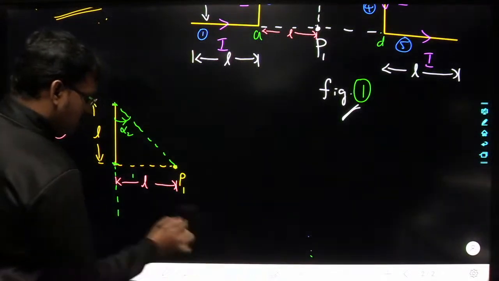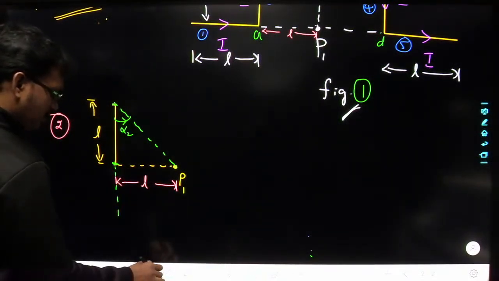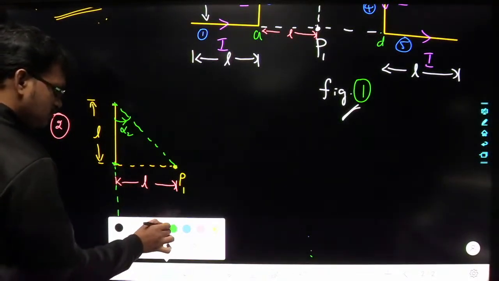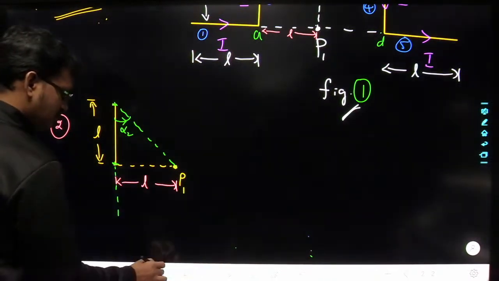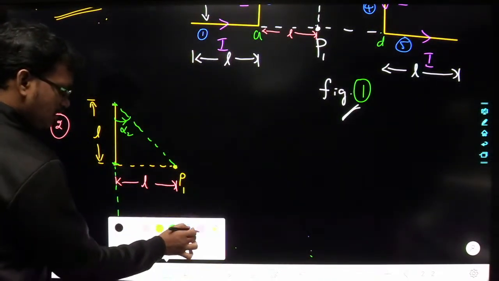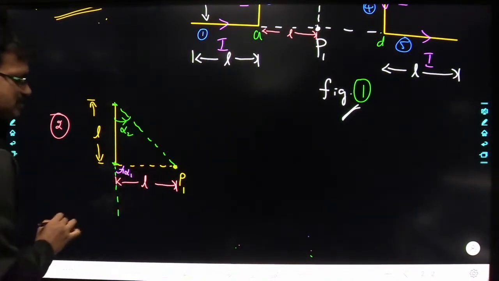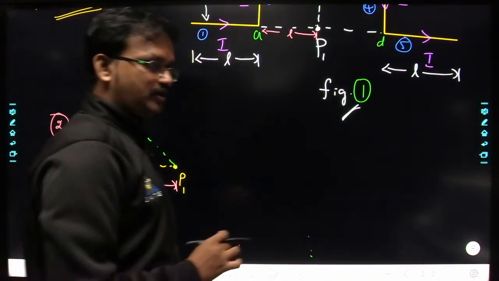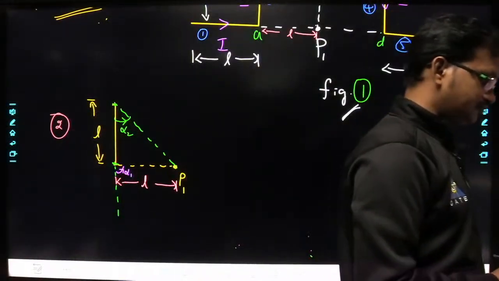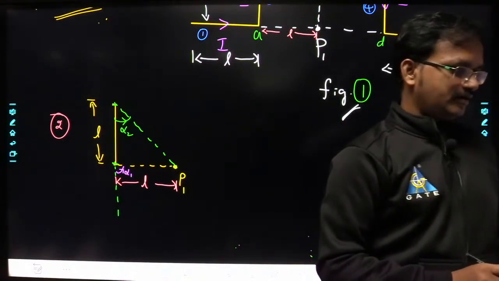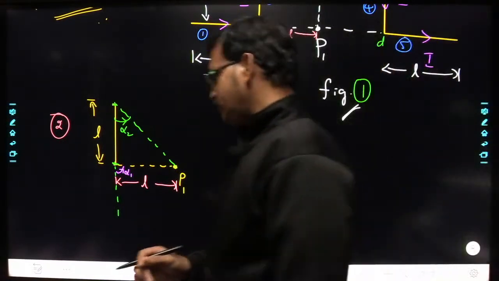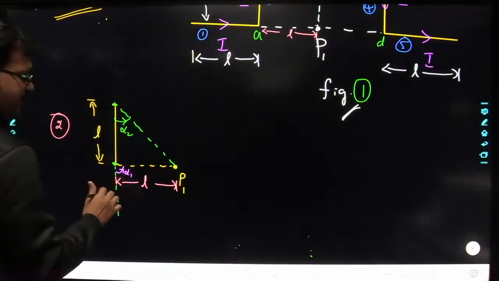Always you have to consider the angle in anti-clockwise direction. So this angle here is nothing but alpha 1. So what is the angle alpha 1? Tell me. It is 90 degrees. Very good here. So alpha 1 is 90 degrees, right?